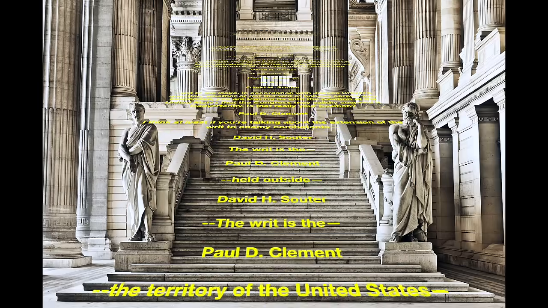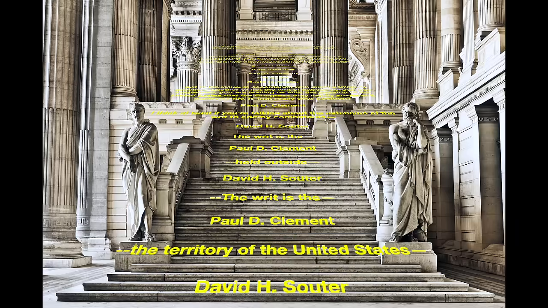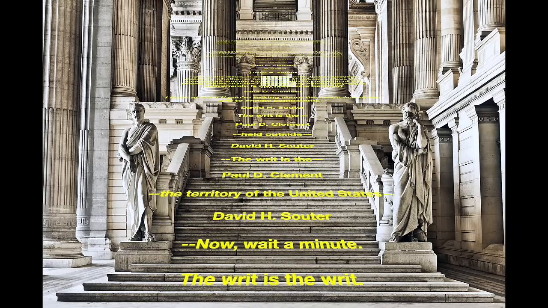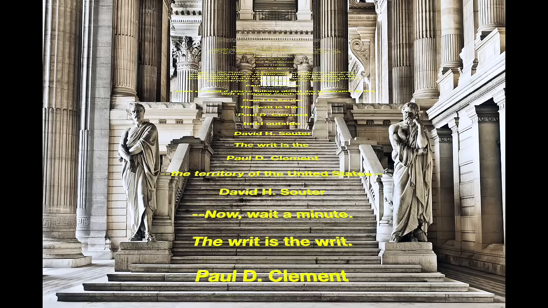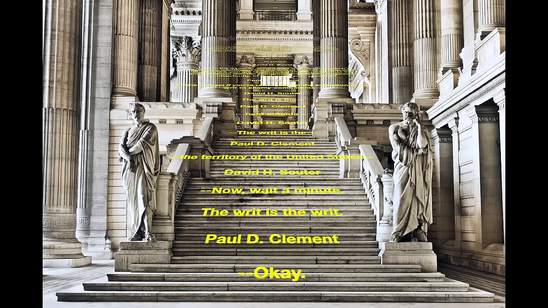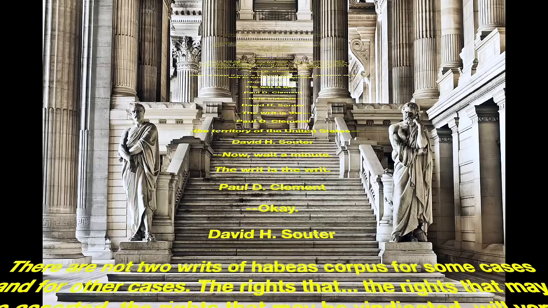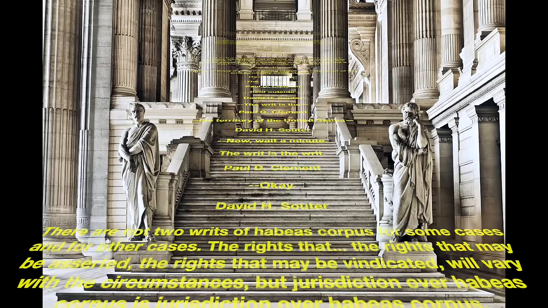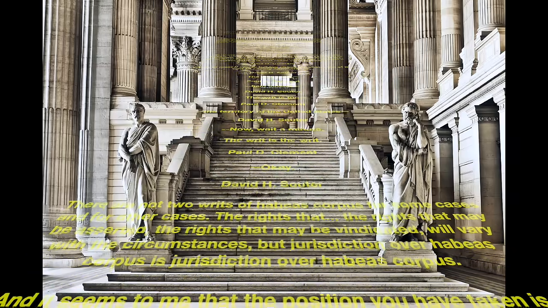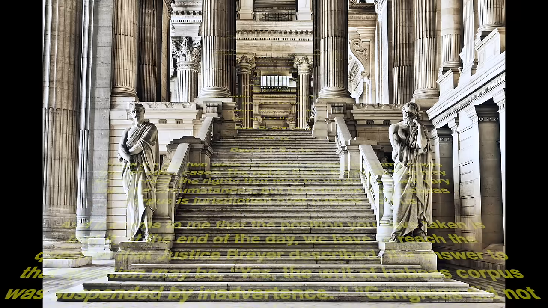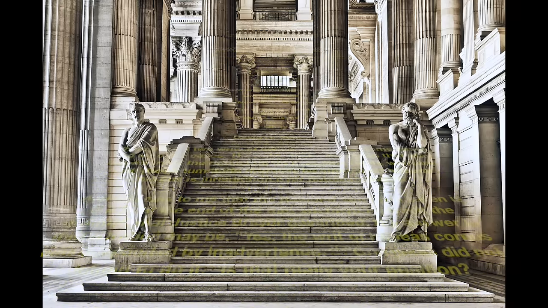The writ is the writ. There are not two writs of habeas corpus for some cases and for other cases. The rights that may be asserted, the rights that may be vindicated will vary with the circumstances, but jurisdiction over habeas corpus is jurisdiction over habeas corpus. And it seems to me that the position you have taken is that if at the end of the day we have to reach the question that Justice Breyer described, the answer to that question may be, yes, the writ of habeas corpus was suspended by inadvertence. Congress did not intend to do it.